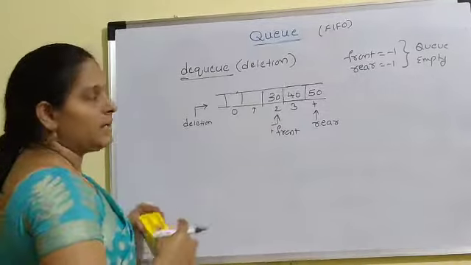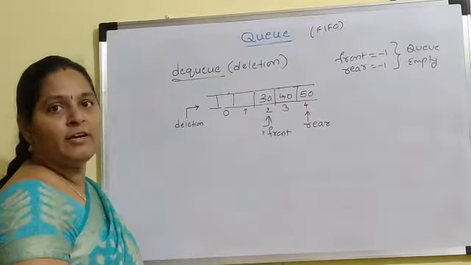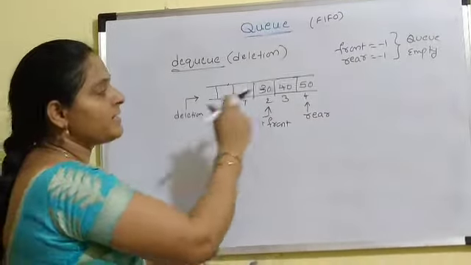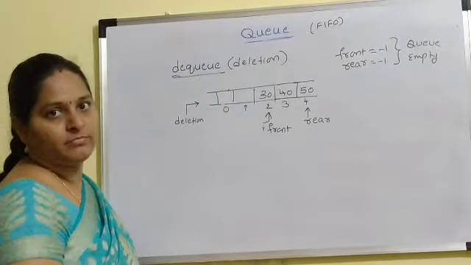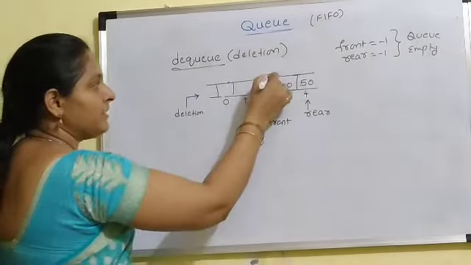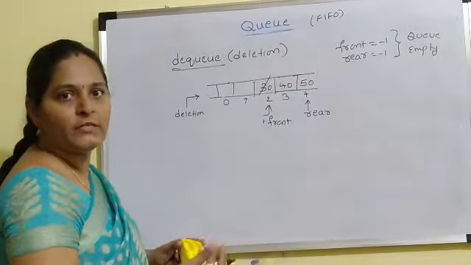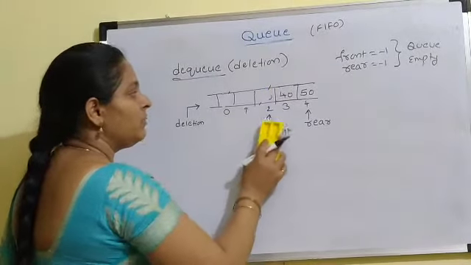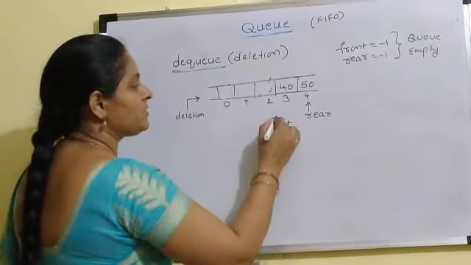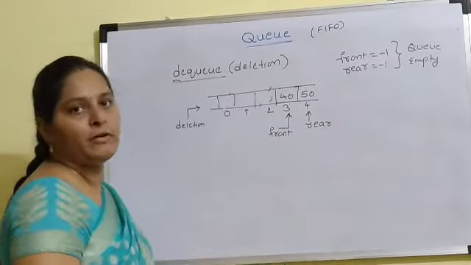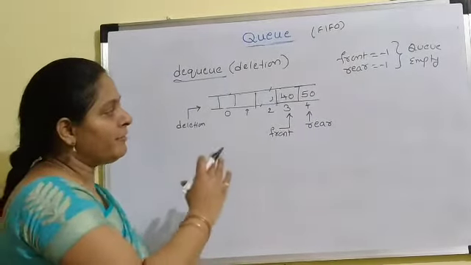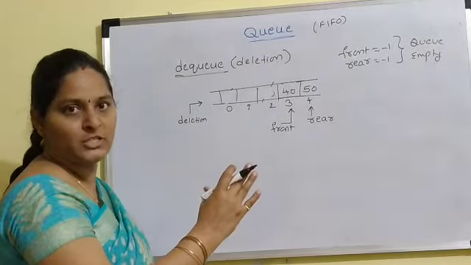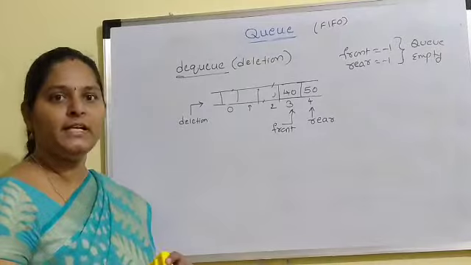Now after deletion of 20, front is pointing to the second index, that is the third element, and rear is pointing to the fifth element. Now if you want to delete 30, what we need to do? First, remove the element from the queue, then move the front pointer to the next position. Increment the front pointer by 1. So every time, after performing the deletion operation, we need to increment the front pointer by 1.